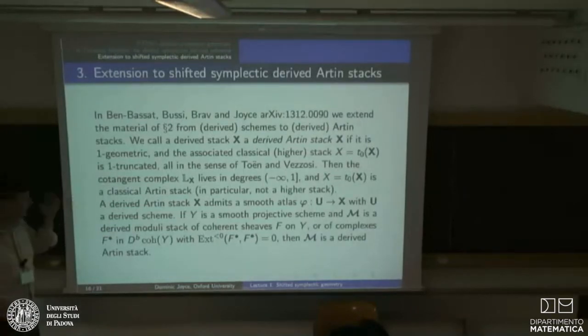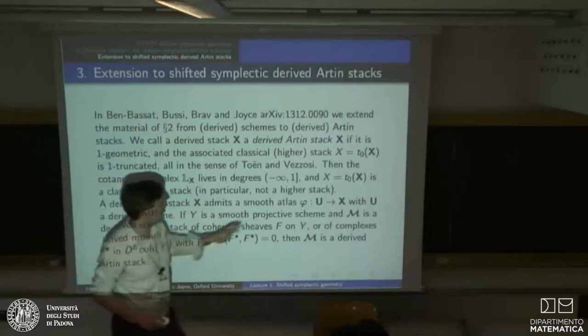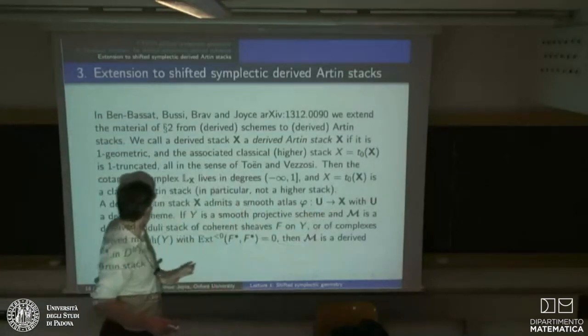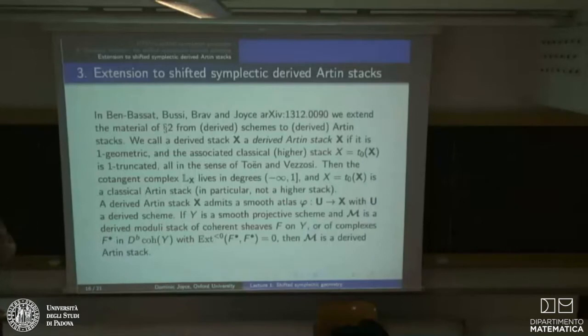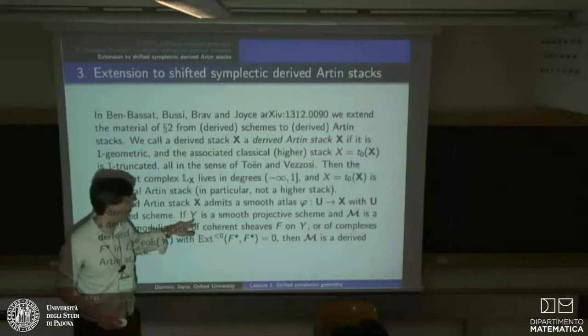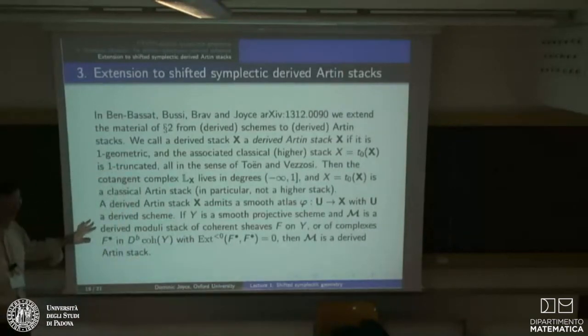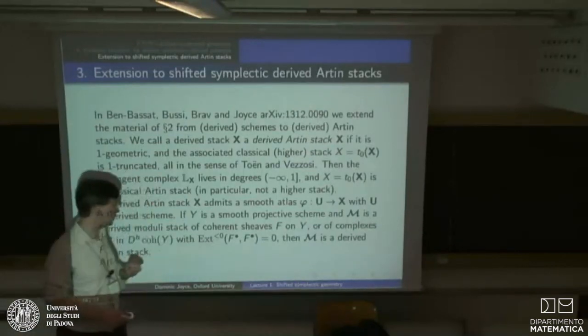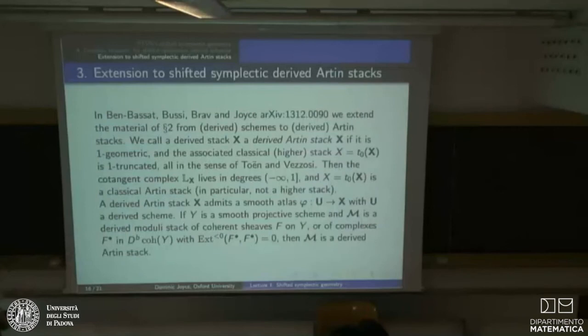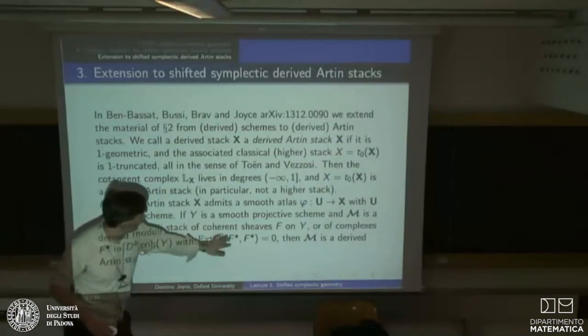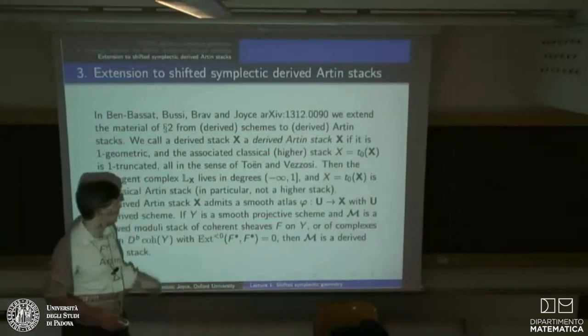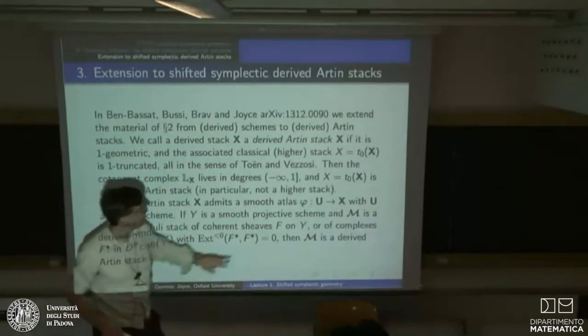So a derived Artin stack X admits a smooth atlas phi from U into X, where U is a derived scheme. And one way to get such derived things is if Y is a smooth projective scheme, and M is a derived moduli stack of coherent sheaves F on Y, or of complexes F in the derived category of coherent sheaves, such that there are no negative Ext groups between F and itself, then M is a derived Artin stack. So basically, the negative Ext, Ext^i of F, F for i less than 0, would end up in the cotangent complex in degrees greater than 1.